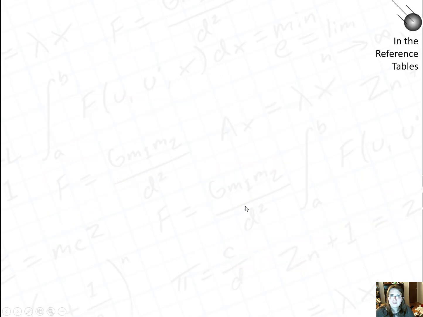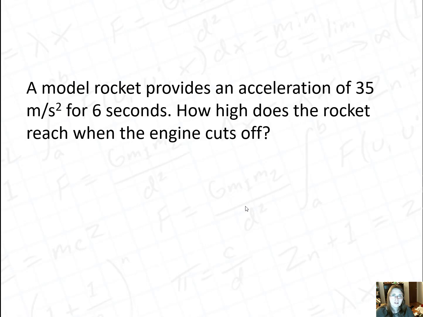So then the next equation is the distance is equal to the initial velocity times time plus 1/2 times the acceleration times time squared. This problem says a model rocket provides an acceleration of 35 meters per second squared for 6 seconds. How high does the rocket reach when the engine cuts off?